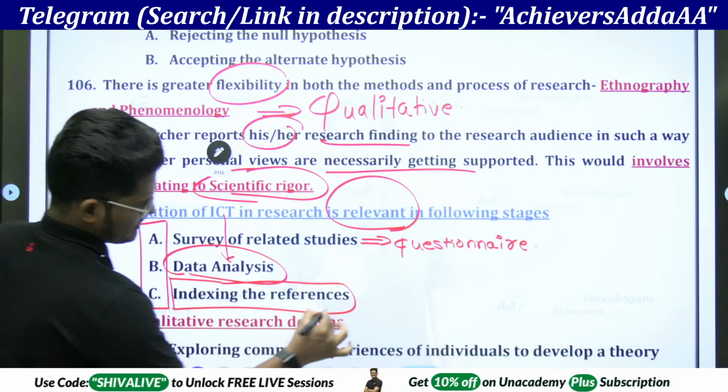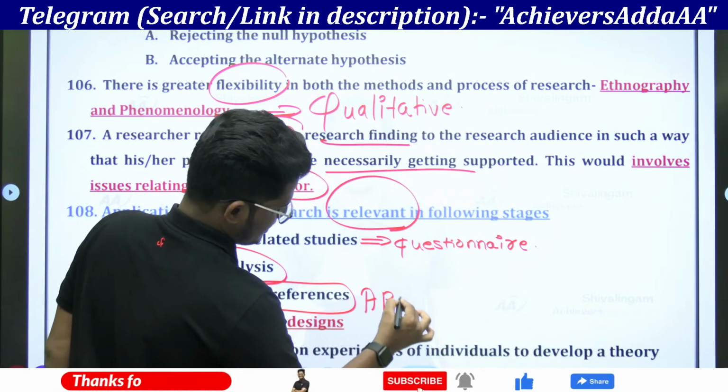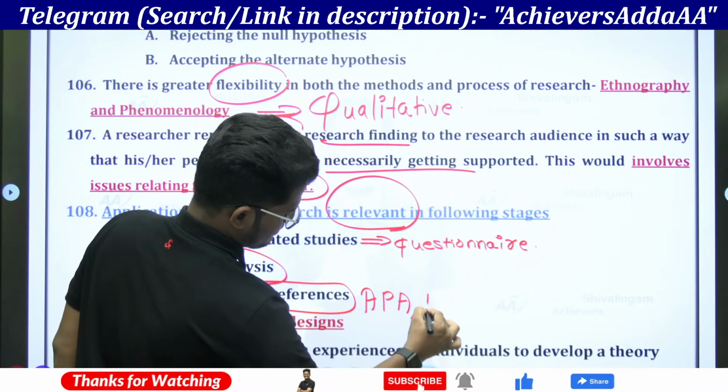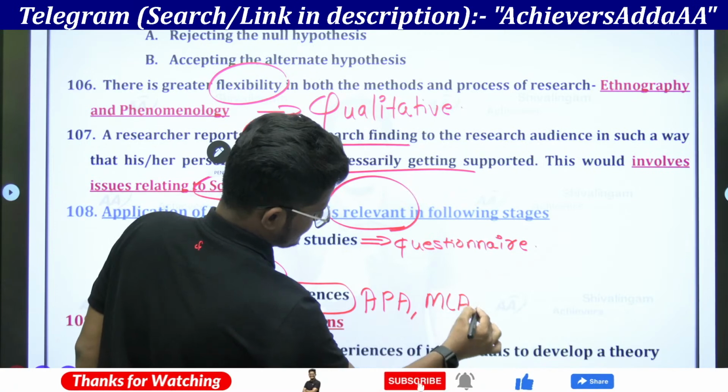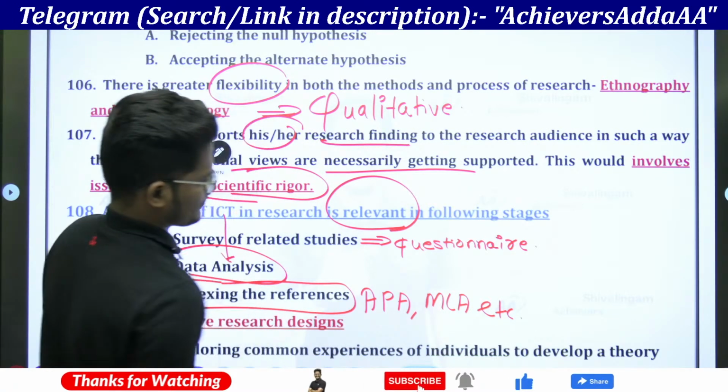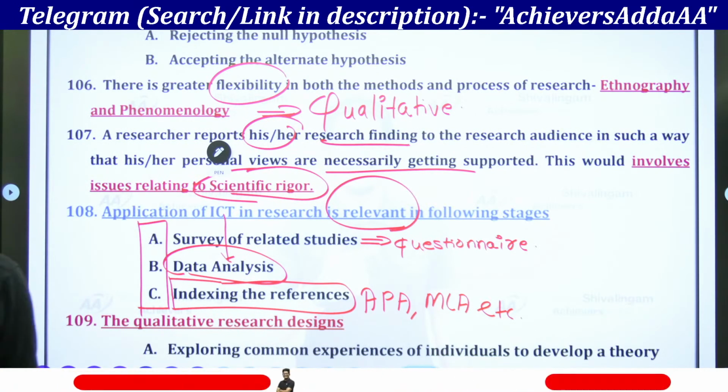Indexing the references to draw the APA format. In the Word document also, now we have APA format, MLA format, all these formats available under this. So we can choose that one, right?